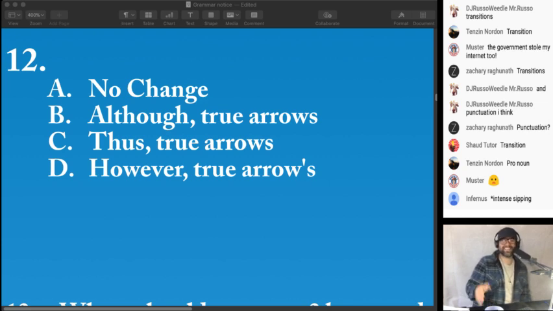So yeah, this is a transition and a punctuation problem. All right, chill, couple more and you'll get faster at doing these, bros.